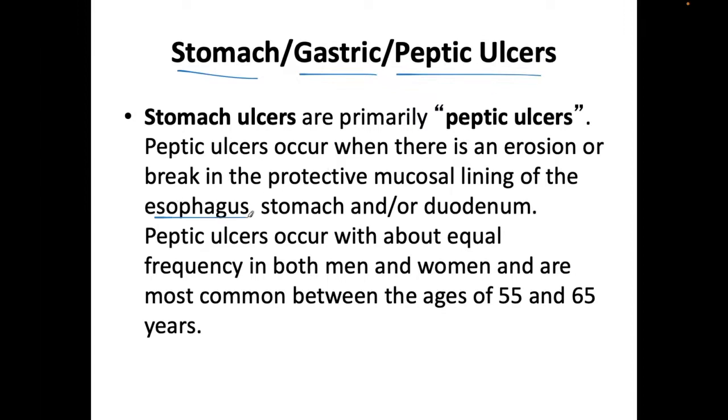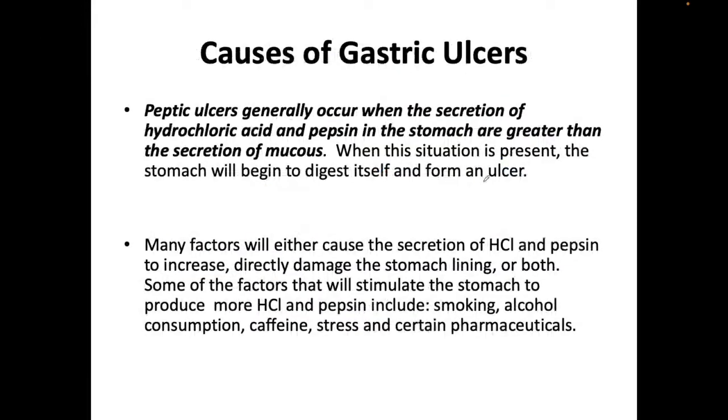but peptic ulcers can occur in the stomach, the esophagus, and even the small intestine. So it's when there is an erosion or a break in the protective mucosal lining of the esophagus, stomach, or the duodenum. It occurs equally in men and women between the ages of 55 and 65. The ulcer generally occurs when the secretion of hydrochloric acid and pepsin in the stomach is greater than the secretion of the mucus. So remember, the mucus that lines the stomach is going to protect it.